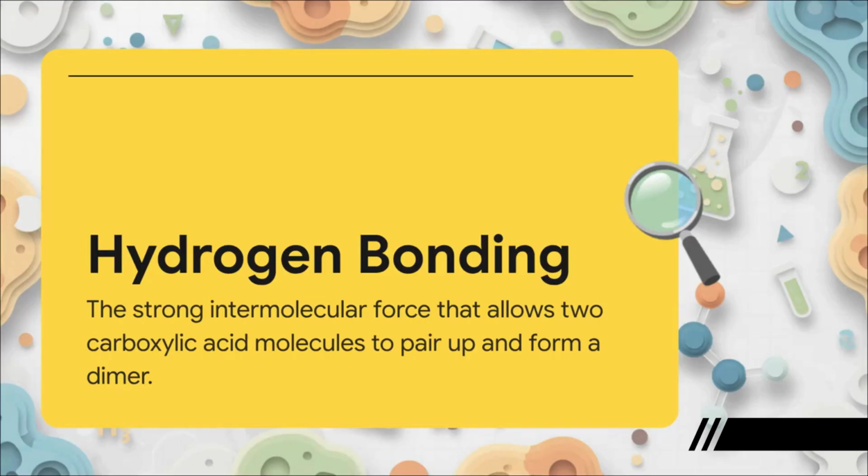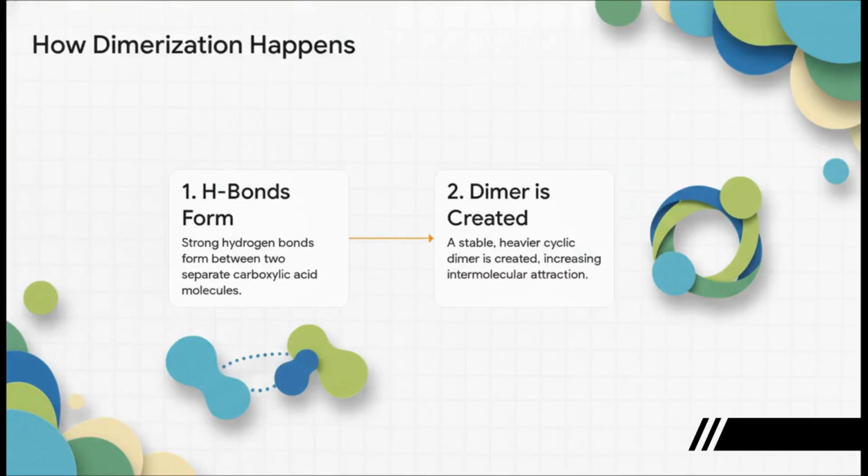So the key phrase here is hydrogen bonding. But hold on, this isn't just your regular everyday hydrogen bond. Nope. We are talking about an exceptionally strong force between molecules that lets them do something really, really cool. And this is exactly what happens. Picture this. 2 carboxylic acid molecules come together and they form 2 strong hydrogen bonds between them. This creates this super stable structure we call a cyclic dimer. It's kind of like 2 molecules holding hands really, really tight. This effectively doubles their size, which makes it way harder to pull them apart and boil them into a gas.